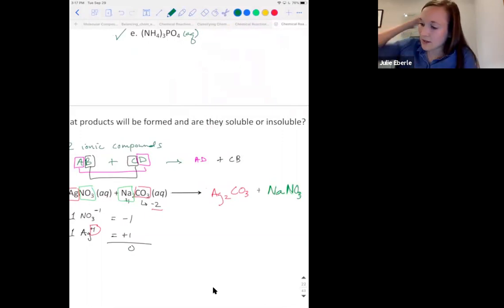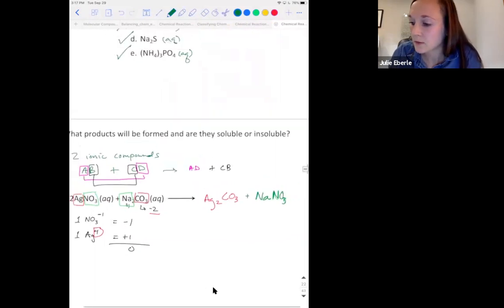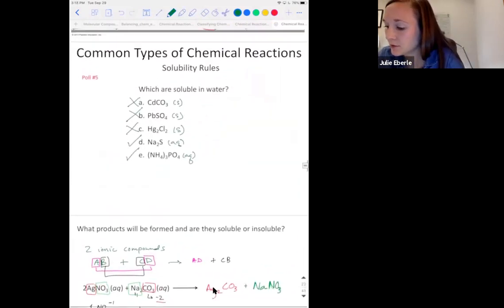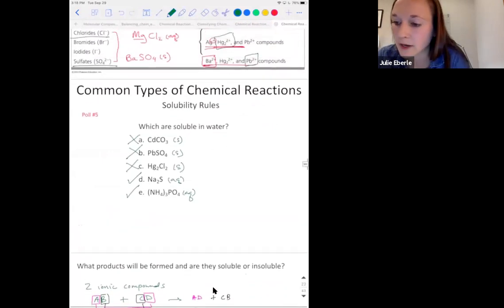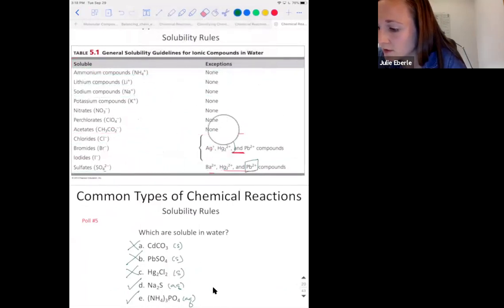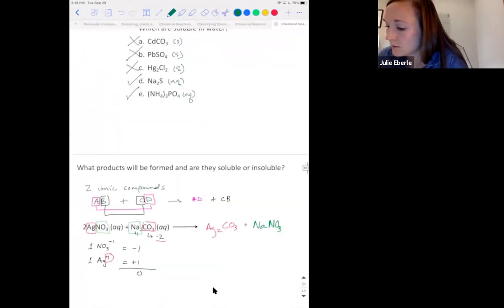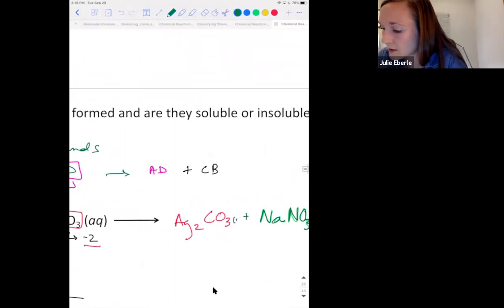Okay, so there's our compounds. Now we need to know, are they going to be aqueous or solid? Are they going to be soluble or insoluble? So we need to look at our solubility rules. Okay, silver and carbonate. Let's look here. Do y'all see silver or carbonate anywhere on here? I don't. So silver carbonate is definitely going to be solid.